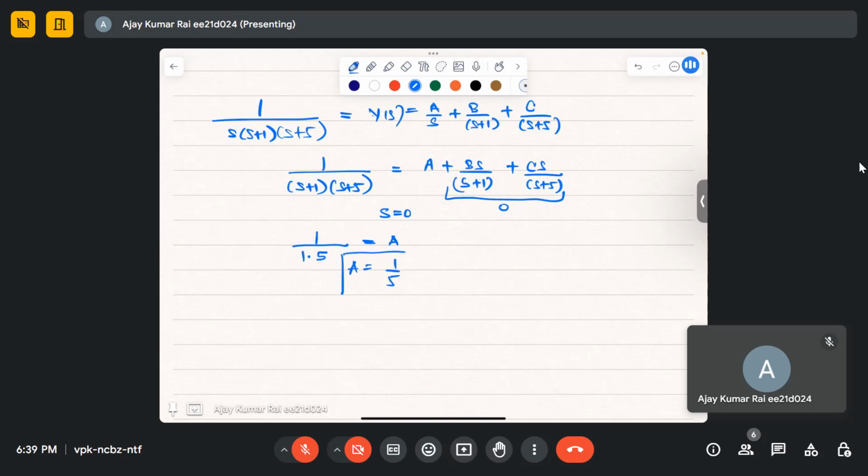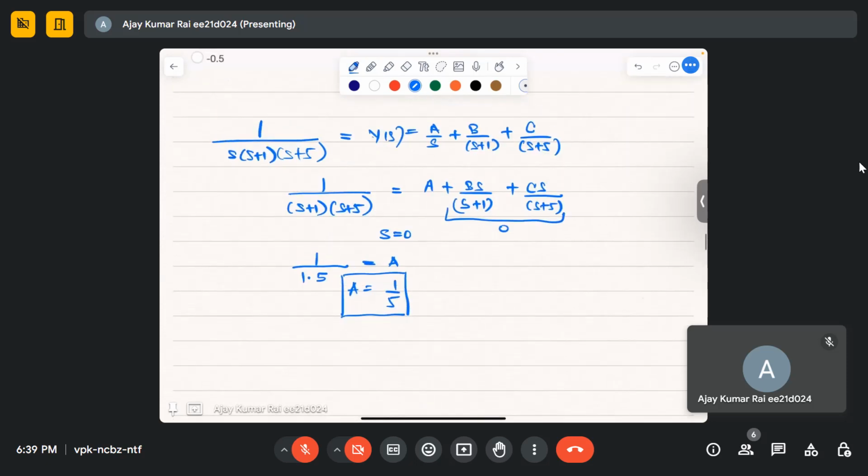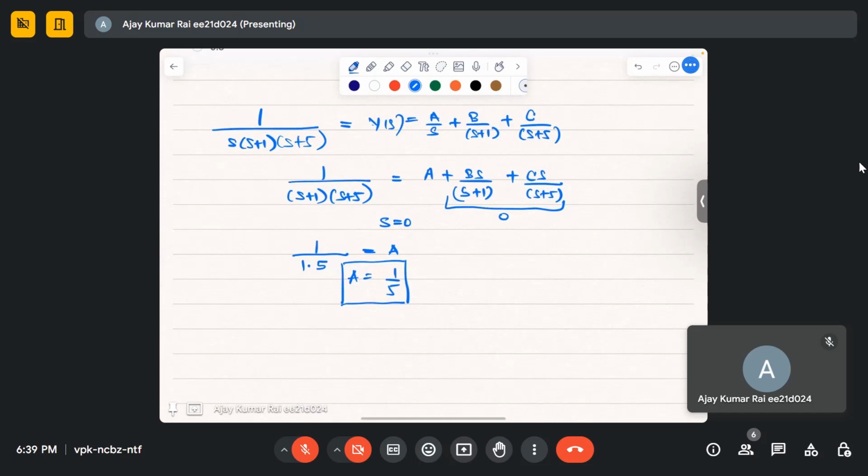Similarly, the same process you'll follow for B and C. To find B, let me write this as equation 1, I will multiply equation 1 with s plus 1, then put s equal to minus 1. So B will be equal to 1 by minus 1 into minus 1 plus 5, minus 1 plus 5 is 4, so minus 1 by 4.